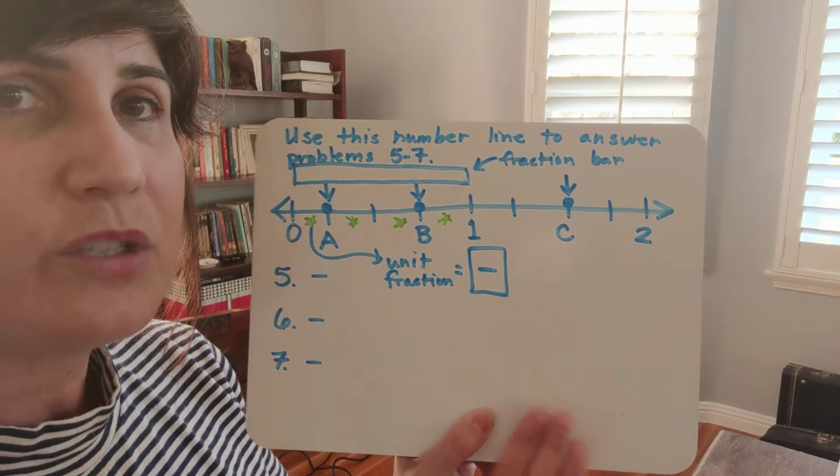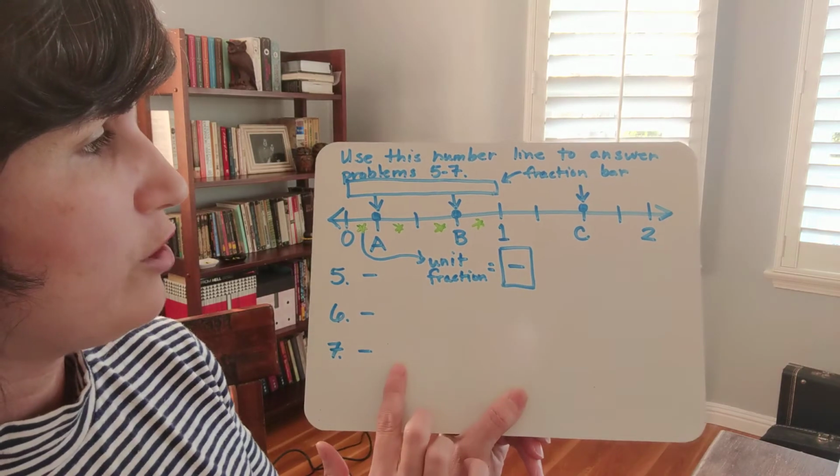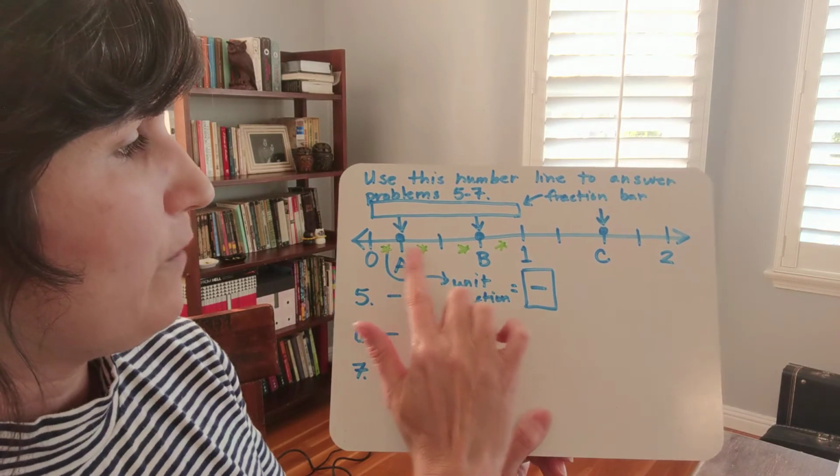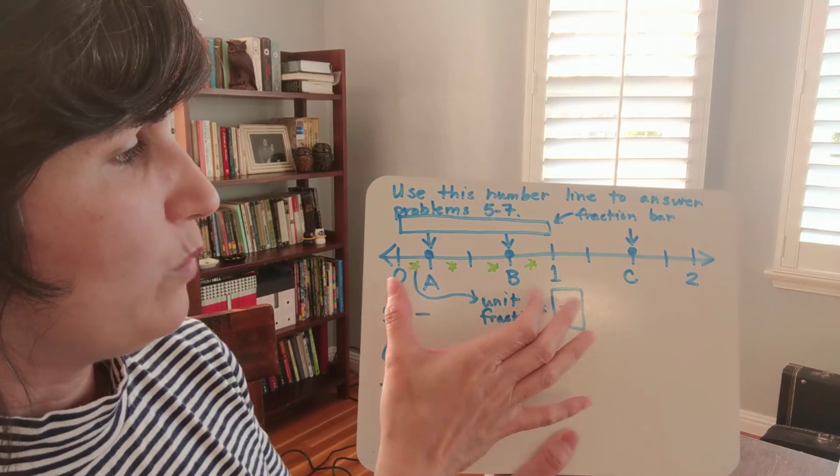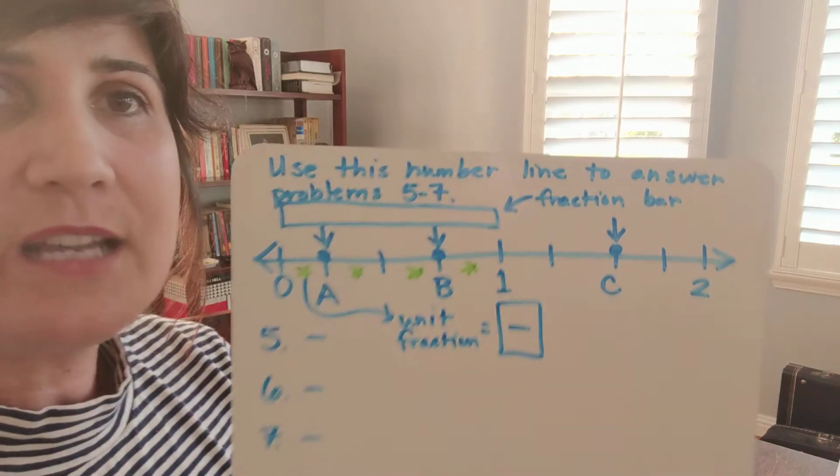All right, boys and girls? So really look this over. Think about what each unit fraction would be if you have this many spaces in between 0 and 1. What would A, B, and C equal?